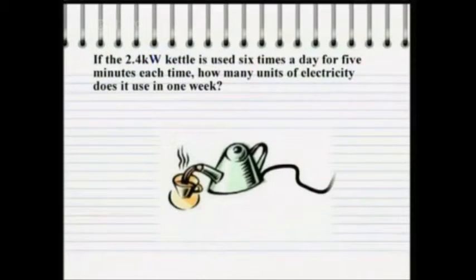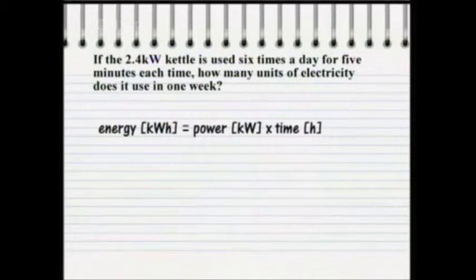The question asks how many units of electricity the kettle uses, but we know that units of electricity are the same as kilowatt hours, which is a measure of electrical energy. That means we can use our energy formula. Energy in kilowatt hours equals power in kilowatts times the time in hours.